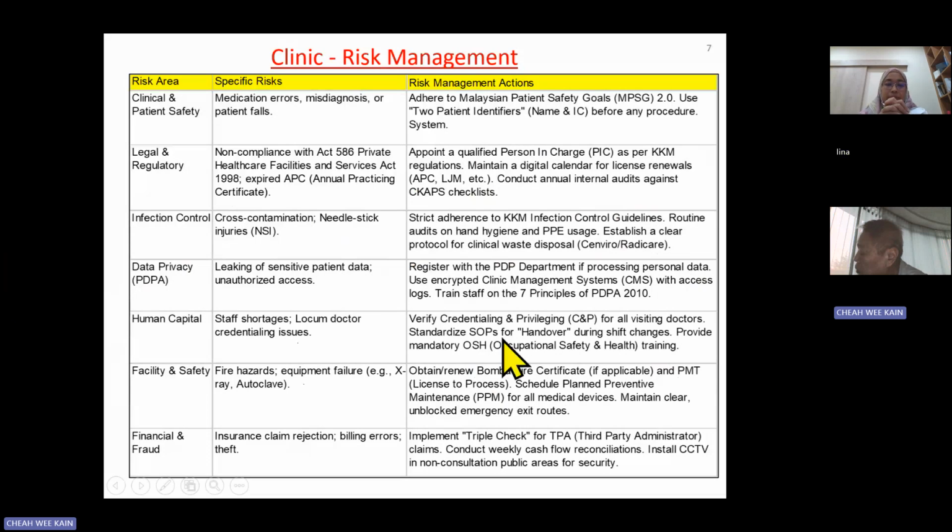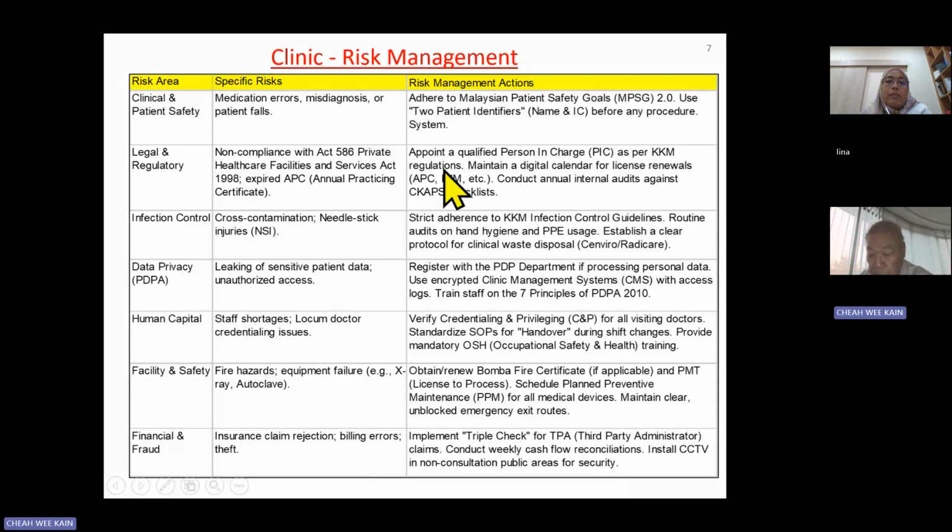Okay, financial fraud: triple check third party administrator claims. Now, insurance claims. You claim against insurance, maybe AIA or something like that. Right. These workers do want to pay. Sometimes you use the wrong code, or you submit late or whatever. Here comes the delay. So consider your cash flow. Install CCTV or whatever this is.